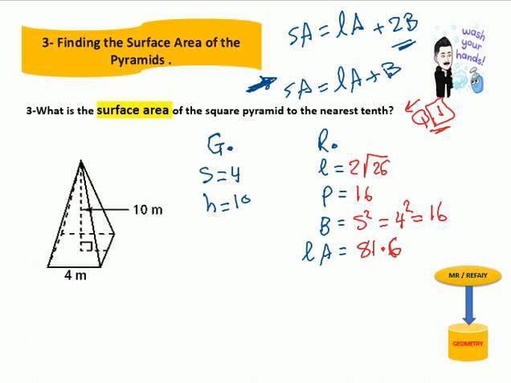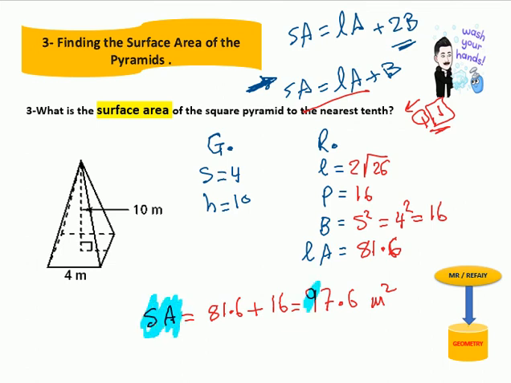Now we can use the rule, which is SA equal LA 81.6 plus 16. So the answer will be 97.6 meter square. And this is the final answer of this question. SA equal 97.6 meter square.